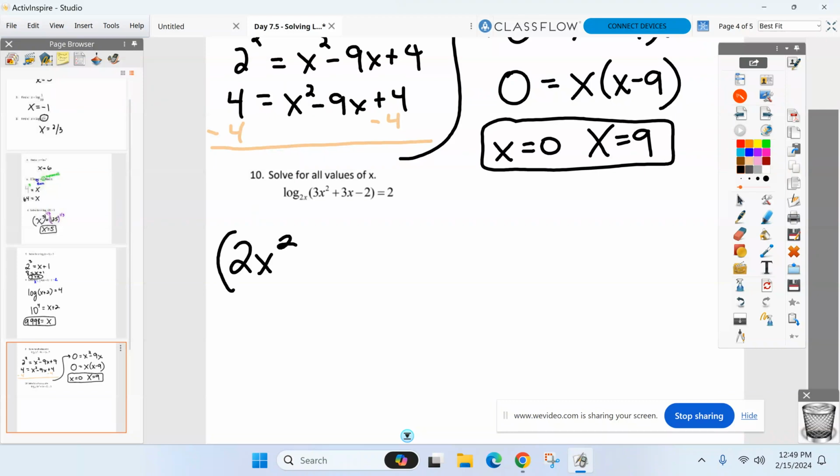So this needs parentheses because it's not going to be 2x squared on that side. And then, on the other side, 3x squared plus 3x minus 2. Heads up there. Make sure you square the entire thing because it's not going to be 2x squared anymore. What am I going to have on the left side now? 4x squared. Yeah.